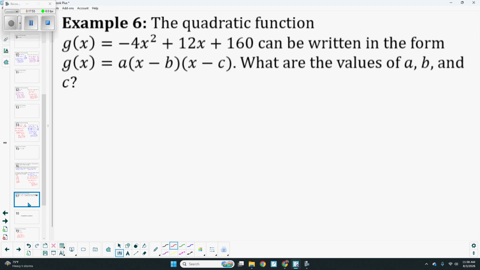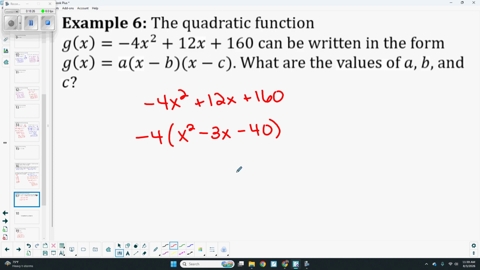And for the last example, the quadratic function, g of x, can be written in the form of this. What are the values of a, b, and c? So basically, they just want us to factor it. And since there is a number out front, that tells us there's probably a GCF in here that we could work with. So if I start with that, we're going to take out our GCF. And our GCF looks like it could be negative 4. So when I divide everything here by negative 4, that's going to become negative 3x, and that's going to become negative 40.